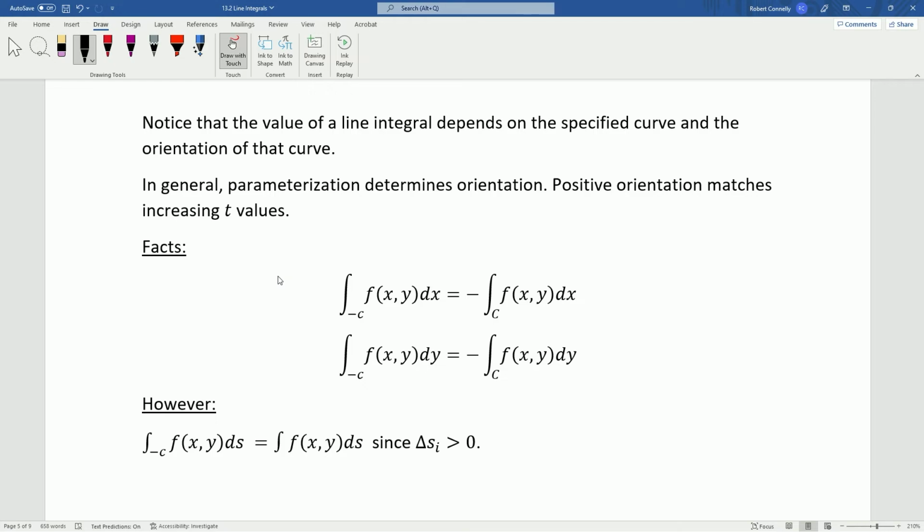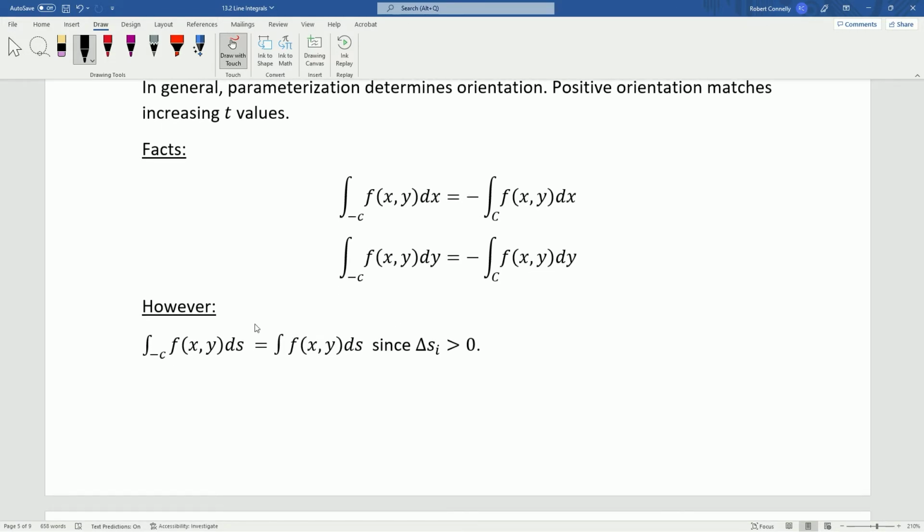Now, a couple things to notice is that if you're taking a line integral with respect to x or y, if you change the curve to be oriented in the opposite direction, you will get the negative result for your integral. However, that's not going to happen if you're taking f of x y ds, because in the case of the full line integral with respect to s, this ds is strictly positive. Each delta s sub i is strictly positive, so you don't get that flipping of values.